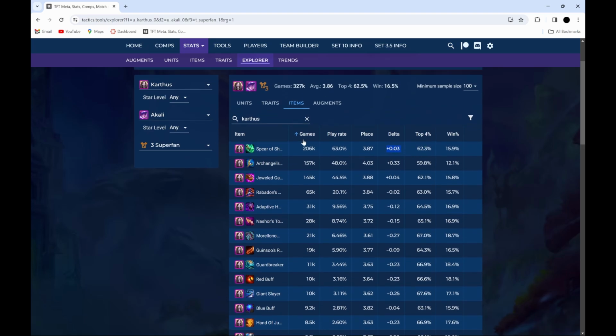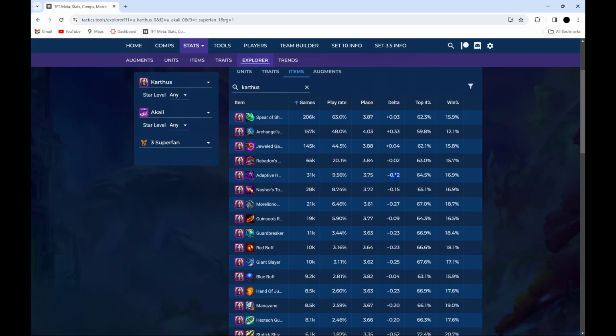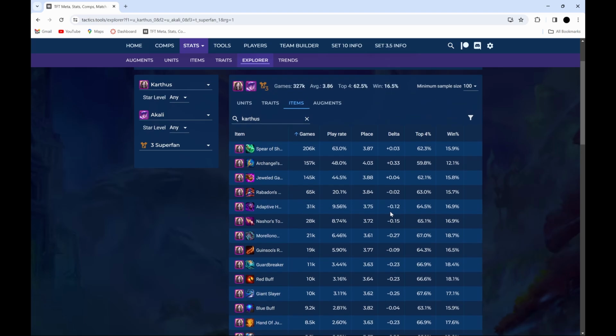As we can see, from this data we can determine that items like Shojin, JG, and Rabadons are about average on Karthus, whereas items like Adaptive, Nashers, and Morello are slightly better than average on Karthus.